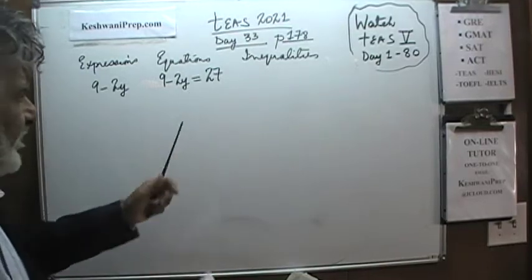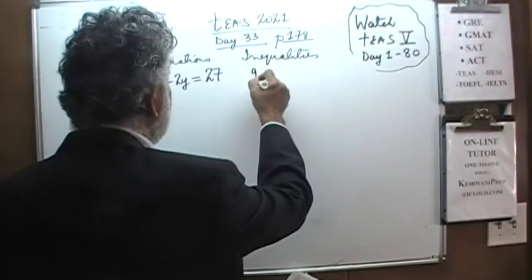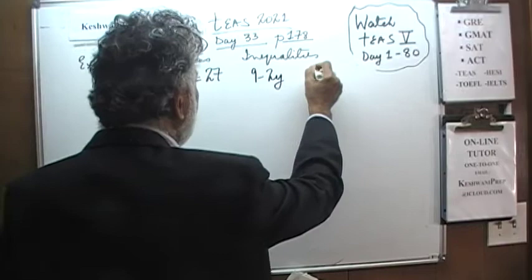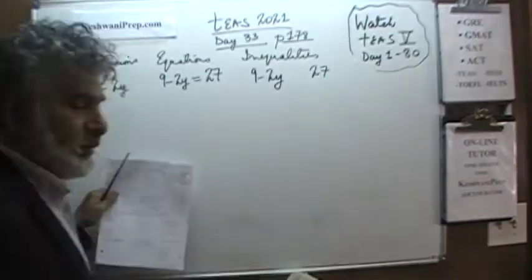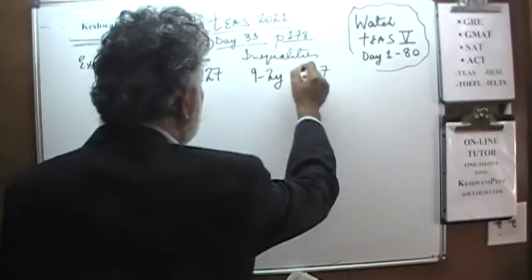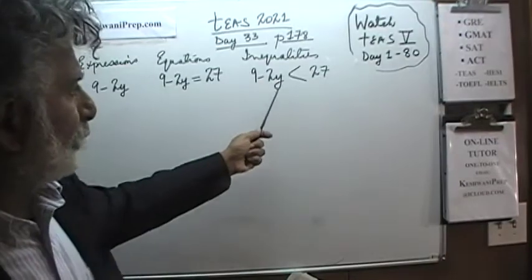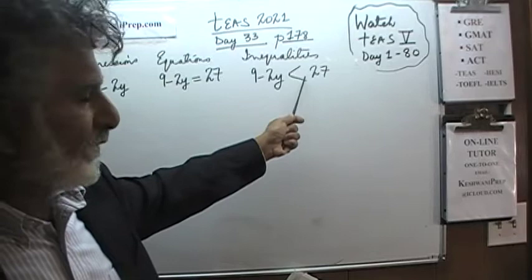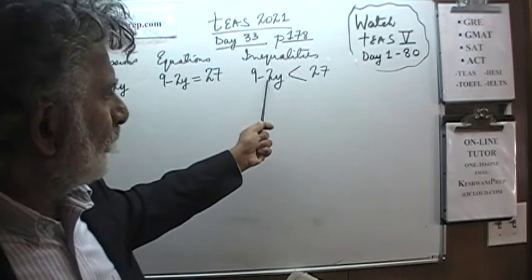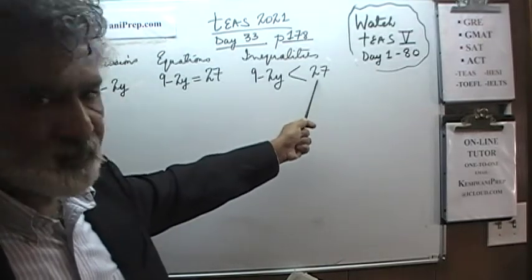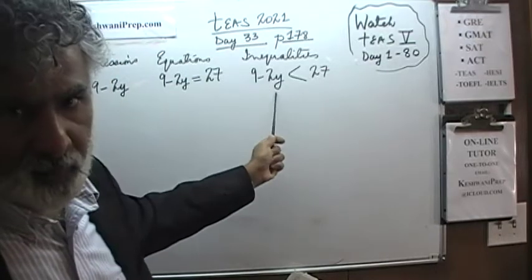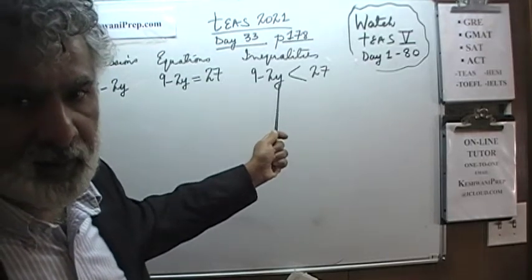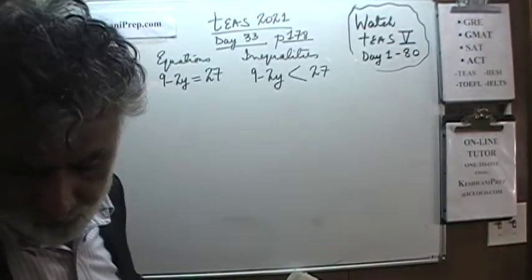We could have had the exact same thing, 9 minus 2y on one side and 27 on the other side, but instead of an equation, now we are told that this side, 9 minus 2y, is less than 27. It doesn't matter whether it's less than or more than. The fact is, this side is no longer equal to that side. It is an inequality. These two sides are not equal. They are unequal. It is an inequality.